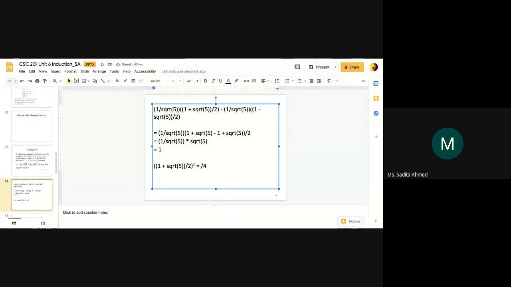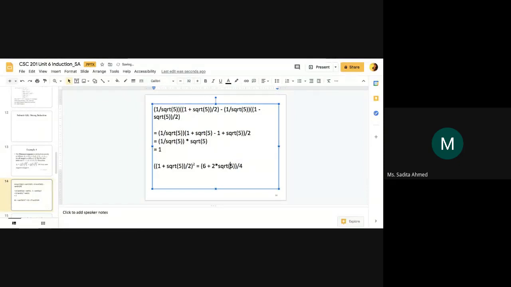So from a plus b whole square, you get 1 plus 2 square root of 5, plus what? Square root of 5 square, right? Square root of 5 whole square will give us what? 5. This is what we get in the numerator, 1 plus square root of 5 whole square, all right? So basically 6 plus 2 square root of 5. That's what we get, all right?